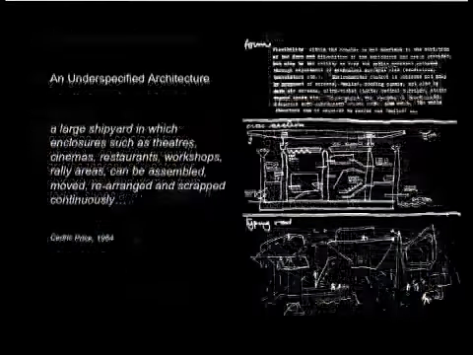Then there's the underspecified architecture that Cedric Price puts out. Price had been asked throughout the process to present what this building was, and he kept saying there's no building. There's just no building there. What is it? A few quotes that are available. It says, it's a large shipyard in which enclosures such as theaters, cinemas, restaurants, workshops, rally areas can be assembled, moved, rearranged, and scrapped continuously. And this whole idea that something could be scrapped.